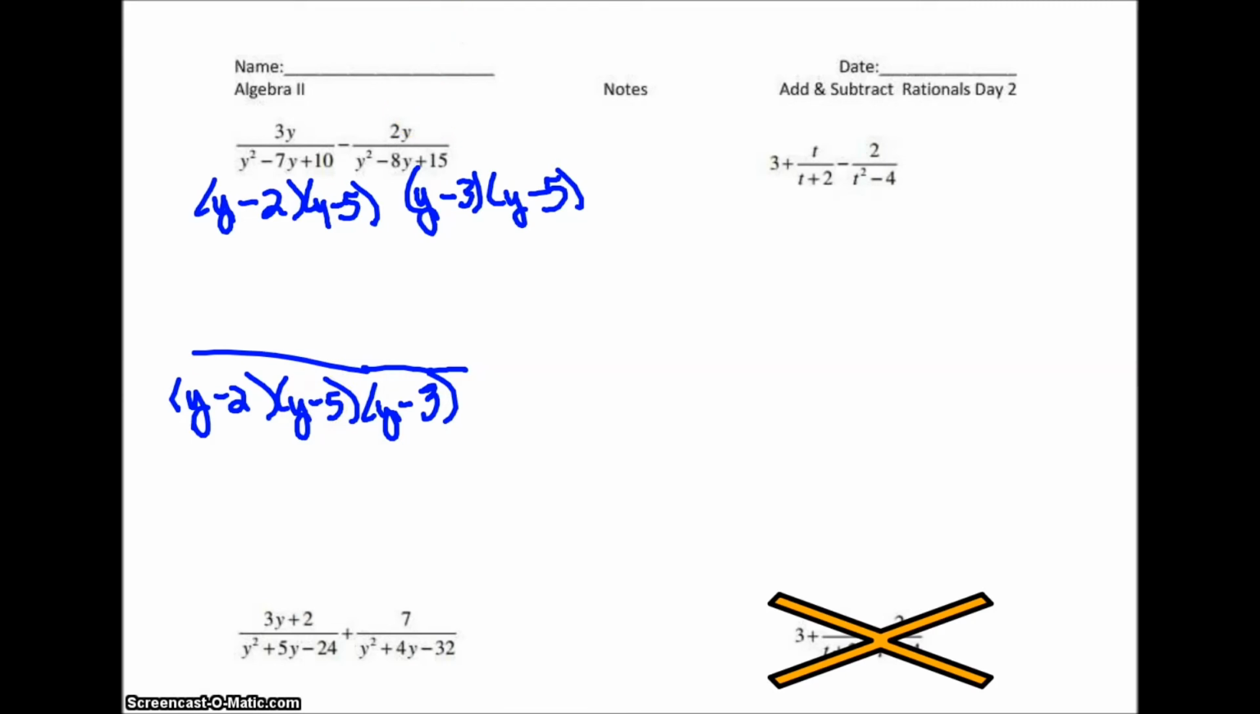So now you're going to compare, and looking at the first denominator compared to what you wrote. y minus 2 is good, y minus 5 is good, but it's missing the y minus 3. So write it up top.